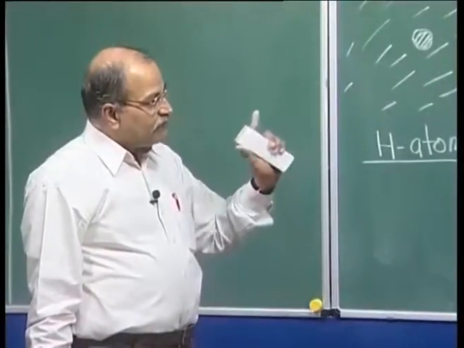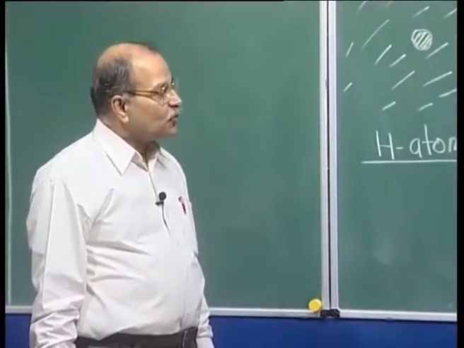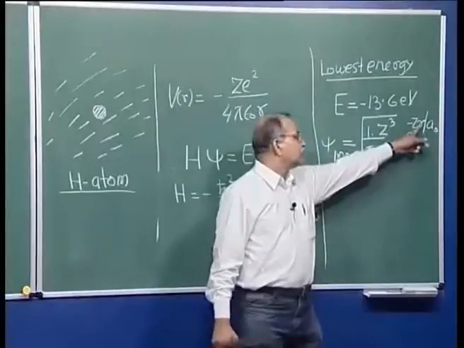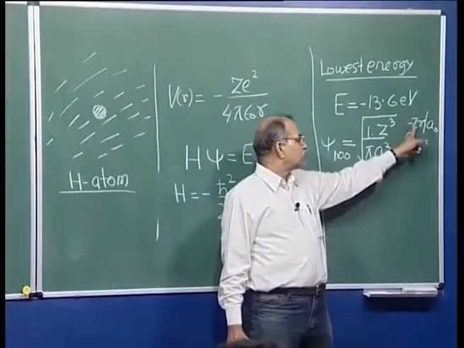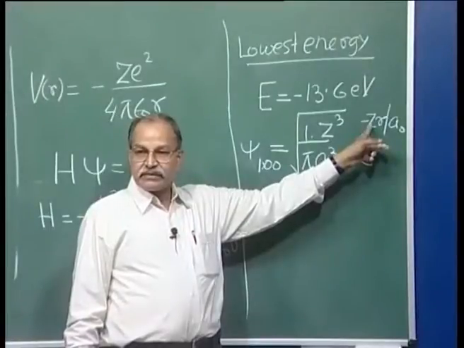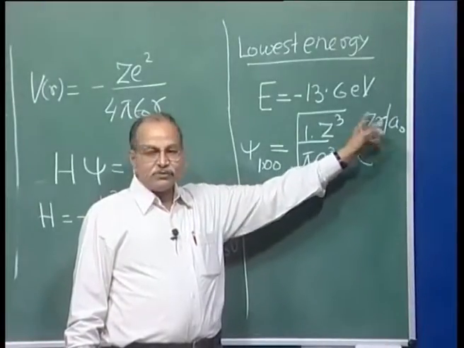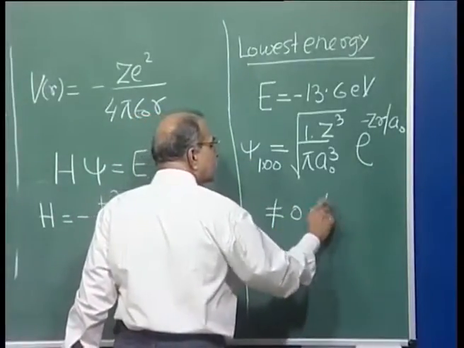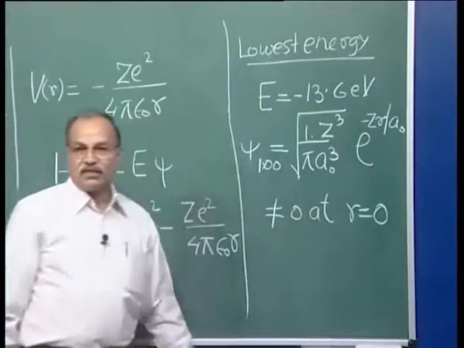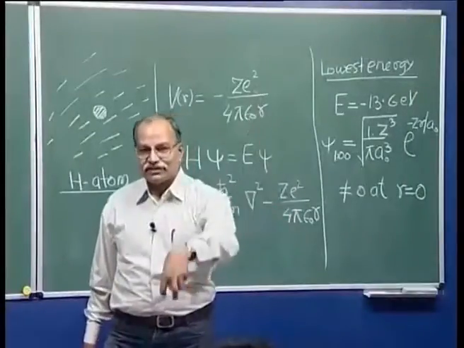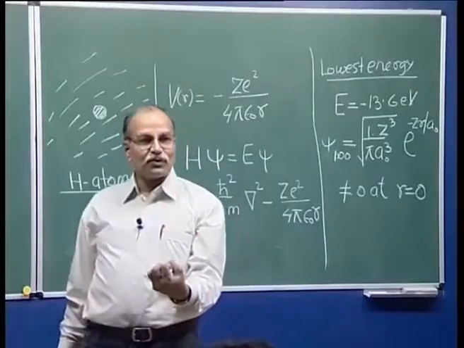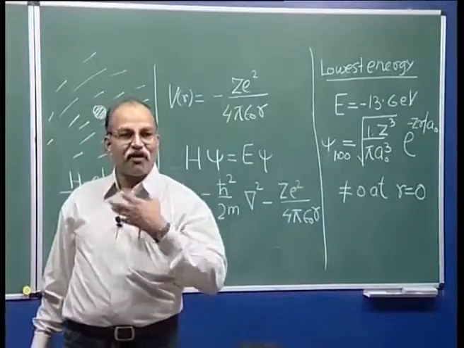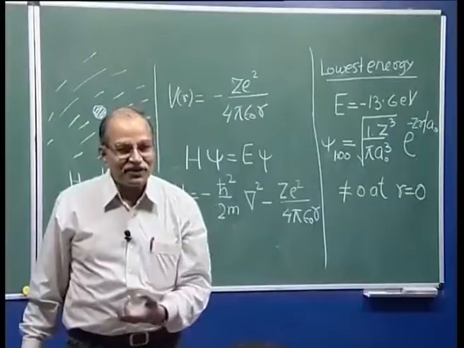Now, this wave function is not 0 at r equal to 0. If you put r equal to 0 here, it will be e to the power minus Z times 0, which is 1. So it is not 0. That means it is going through the nucleus. The nucleus is at r equal to 0 and this wave function is not 0 there. So, there is a probability of finding the electron right at the site of the nucleus.